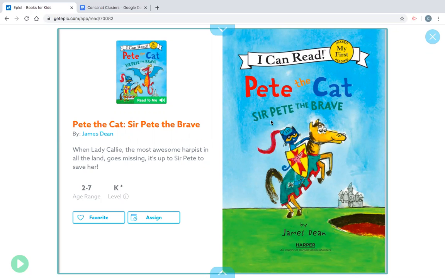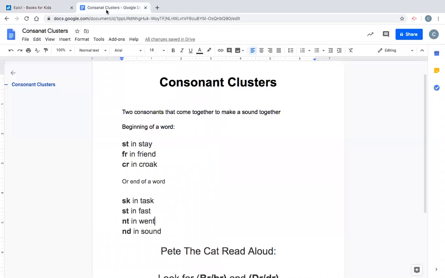So, in class, we've learned about consonant clusters. Remember, consonant clusters are two consonants that come together to make a sound together. So do you remember what a consonant is? A consonant is a letter in the alphabet that's not a vowel. So remember, our vowels are A, E, I, O, U. Those are our vowels. Consonants are all the other letters in the alphabet that are not those vowels.